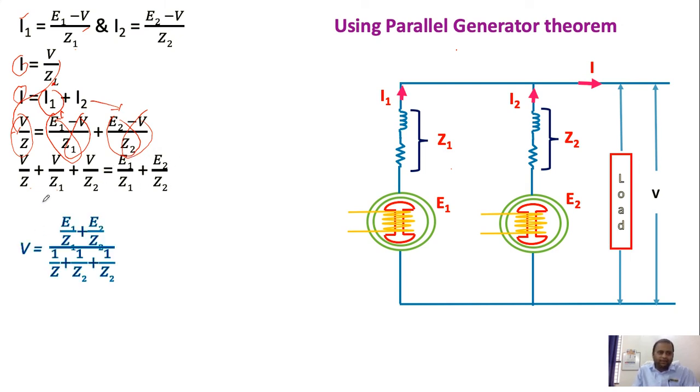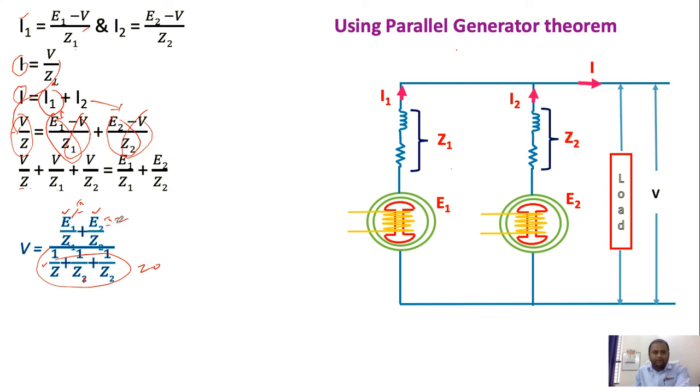Now you take V common and send all the impedance values to the bottom. Then you get this equation. In the numerator, E1 by Z1, E2 by Z2. In the denominator, 1 by all the impedances, the total impedance Z, Z1 impedance and, sorry, Z2 impedance. Now this complete term we can call Z0. Also E1 by Z1 is nothing but I1, E2 by Z2 is nothing but I2.